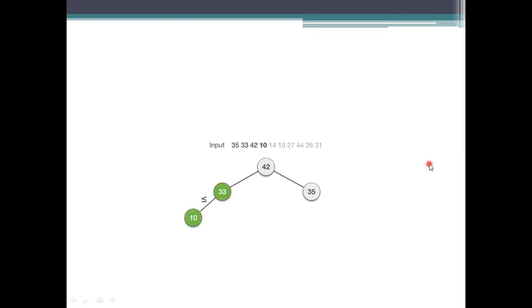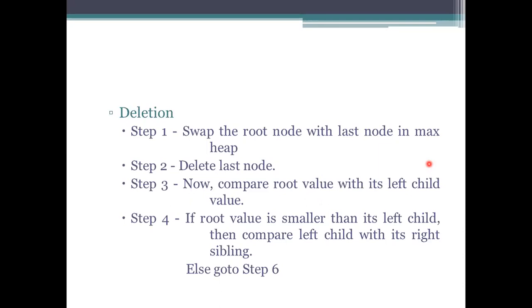And coming to the next one, that is deletion. To delete an element, we need to swap the root node with the last node. The last node here is the last right side or left side node of the tree. We need to swap that one, delete that representation, and heapify the tree. After each and every deletion, we need to heapify the tree and then make another deletion.